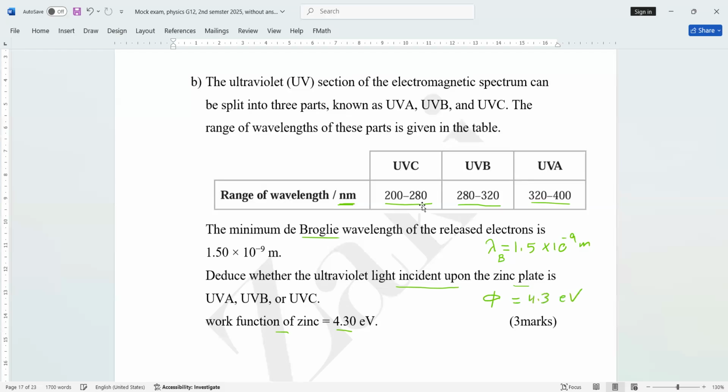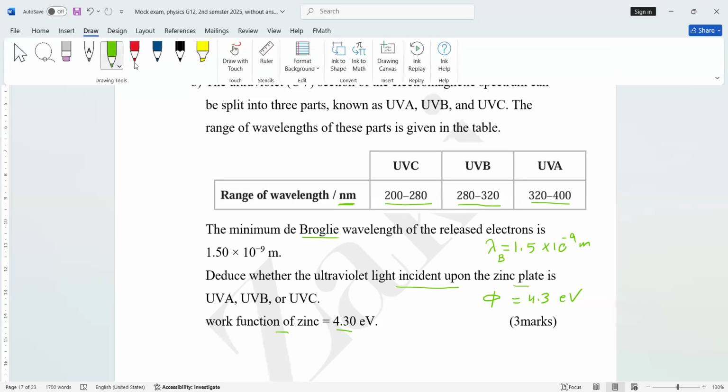Now, first step, we calculate the energy of the incident light. From the energy, we can decide. Then we calculate the energy. What is the energy? Which formula for the energy?